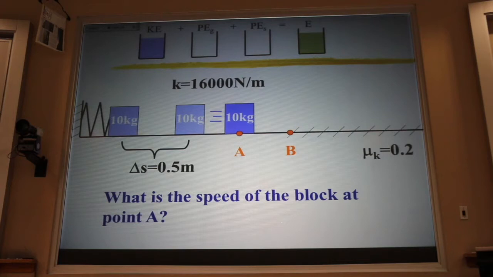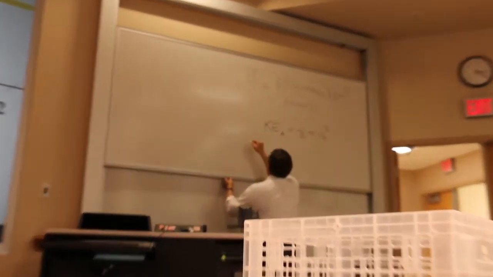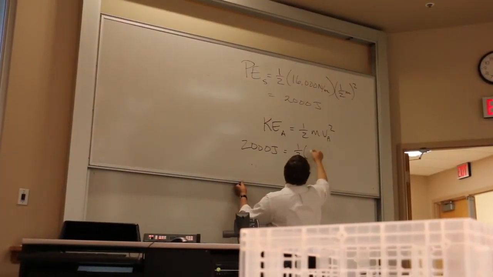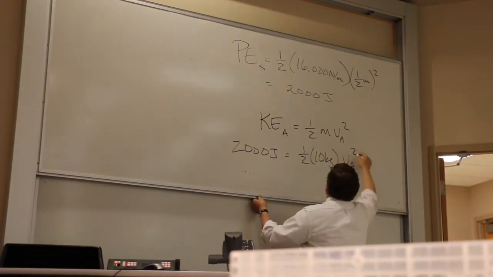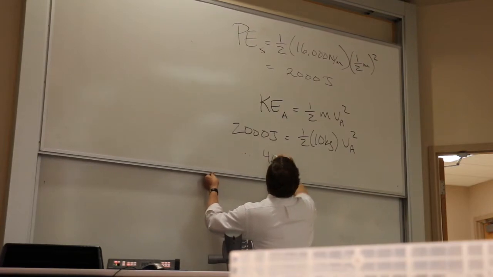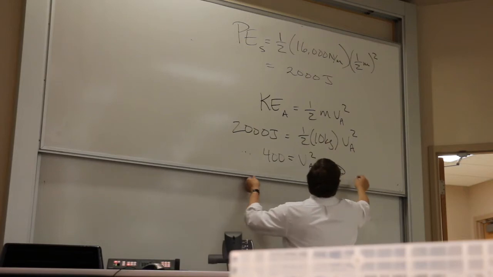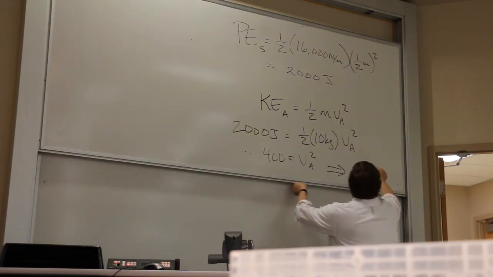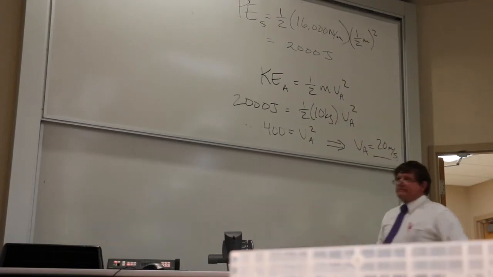If I now use the formula for kinetic energy, I have 2,000 joules of this kinetic energy. That's equal to 1/2 times 10 kilograms times the speed squared. That gives me 400 is equal to the speed squared, and that gives me the speed of 20 meters per second. Easy.